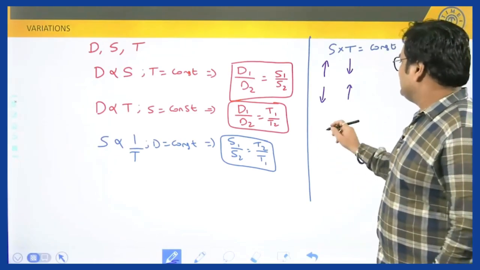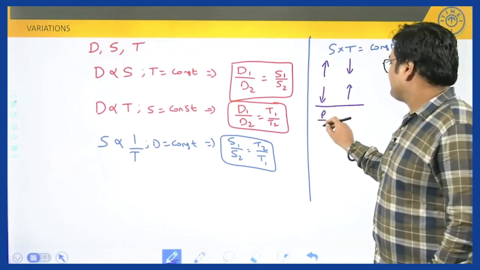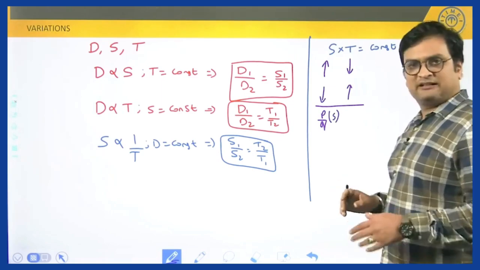Meaning, if let's say speed becomes P by Q times some fraction I am taking into S.